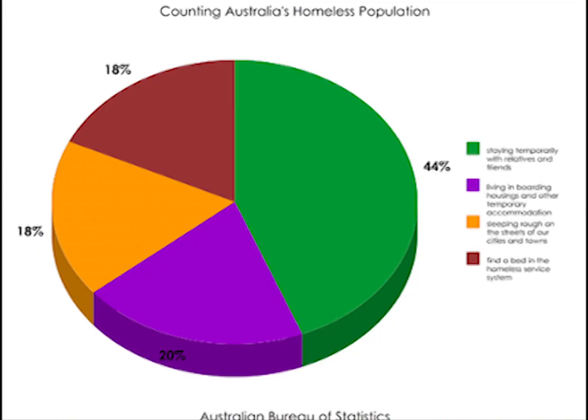The graph shown on screen shows the statistics of people in a state of poverty within Australia. The graph comes from homelessnessoz.net and shows that only 18% of people in poverty find a bed with help services. 18% of people sleep on the streets of the city, 20% of people only have temporary living conditions, and 45% of people are stuck living with family and friends.